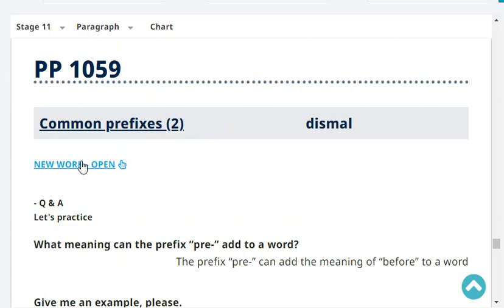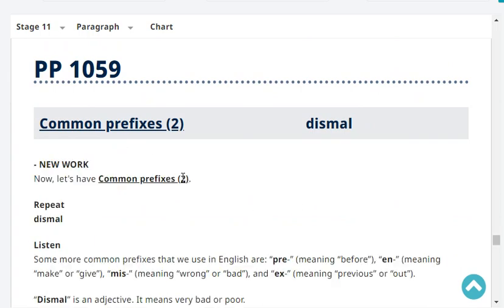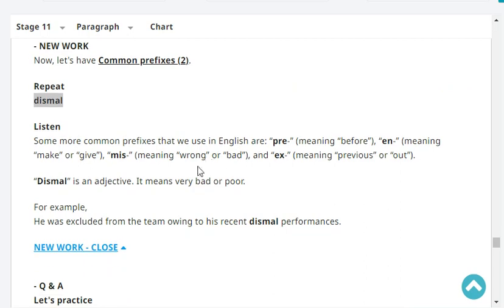Okay, so let's have the next common prefixes. Repeat: dismal. The smell. Dismal. The smell. Very good. Or like bad. Listen, some more common prefixes that we use in English are pre, meaning before, en, meaning make or give, miss, meaning wrong or bad, or ex, meaning previous or out.